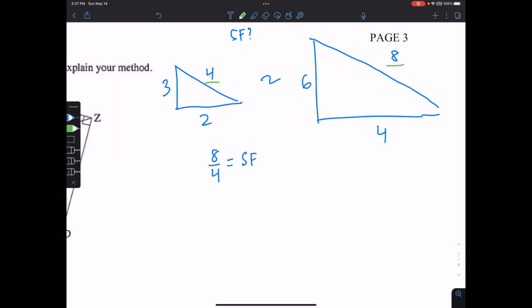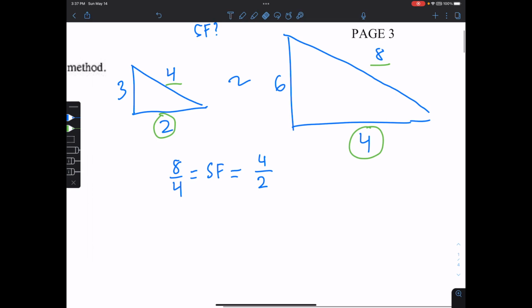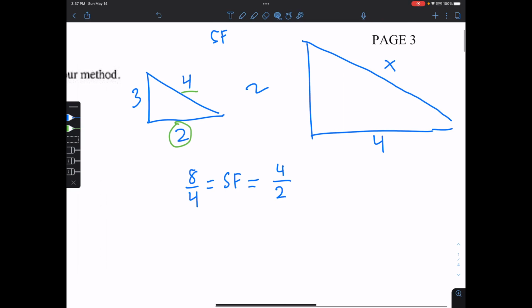But what we could also do is look at another pair of sides, and we know that that's also the scale factor. And make sure you're doing the big triangle side to the smaller triangle side, or vice versa. And so, what if I replace this with x and this with 4 again? How would I find x?